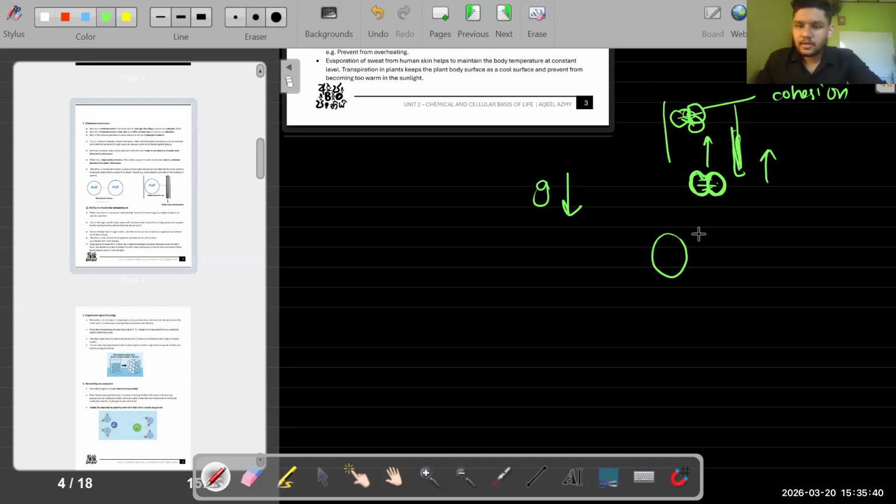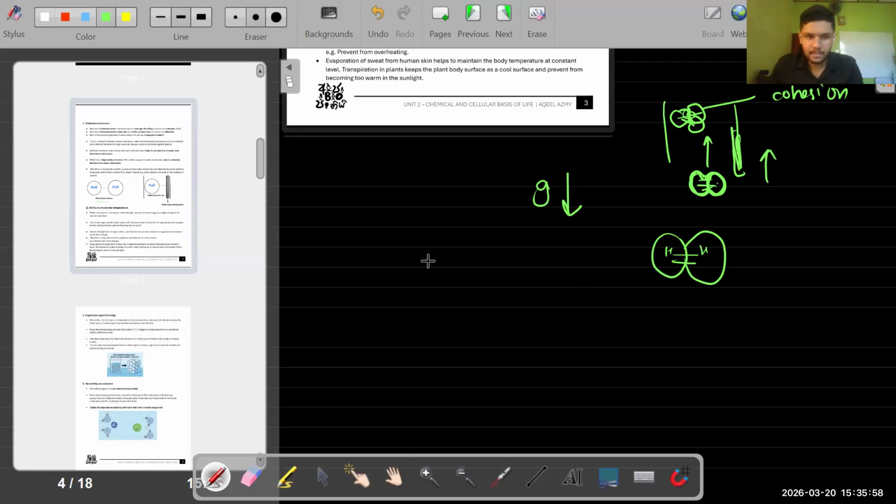Water molecules contain hydrogen and they will be attracted. At the same time, there will be some nutrients and dissolved minerals too, right? Minerals also will be present. It will be moving as a solution, right? It won't be going as pure water molecules, right?